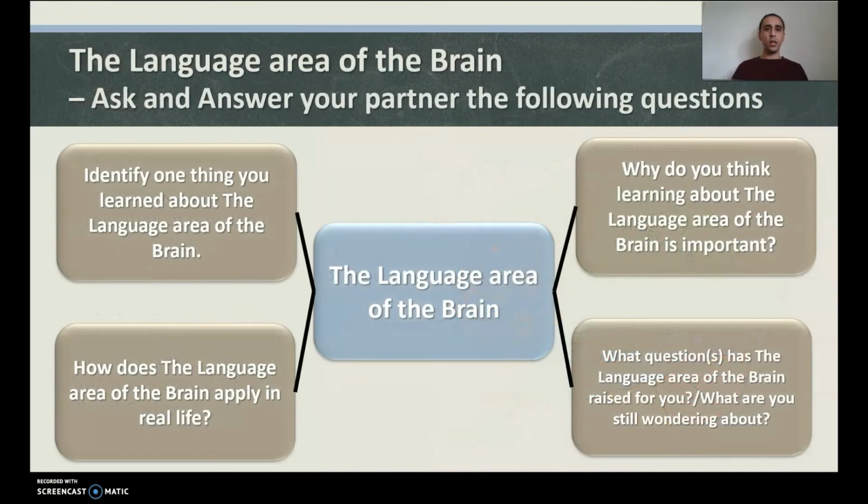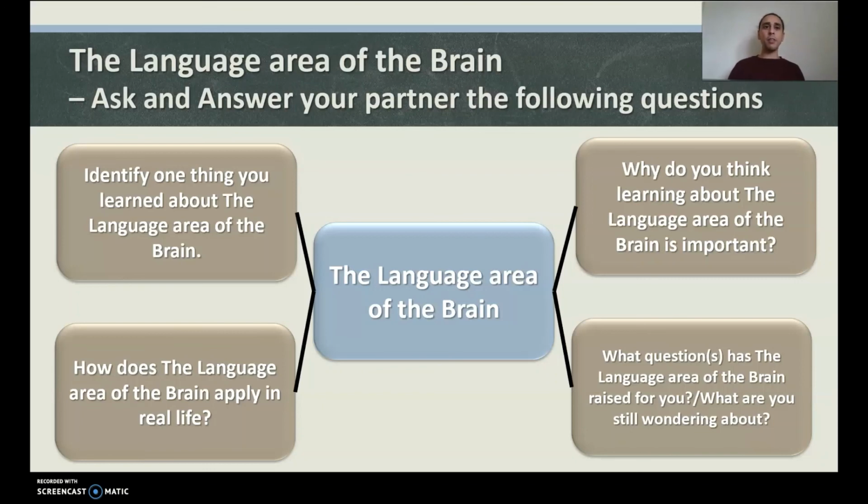Identify one thing you learned about the language area of the brain. Well, maybe that it is in the left hemisphere. Easy. We will come on to this later, actually. I've got a lesson coming up, I think lessons 6 and 7, where we talk about lateralization, so left and right hemispheres. Why do you think learning about the language area of the brain is important? It gives us a better understanding. It helps us understand Wernicke's and Broca's aphasia better.